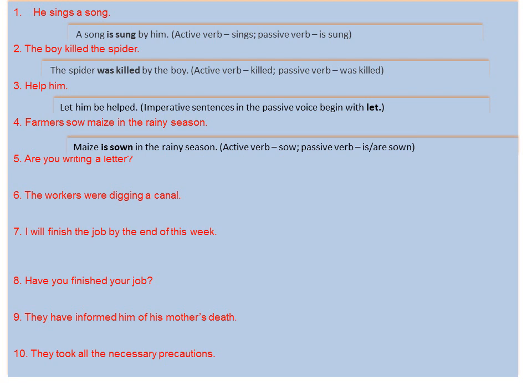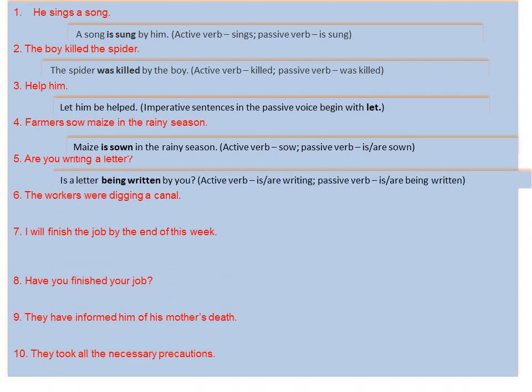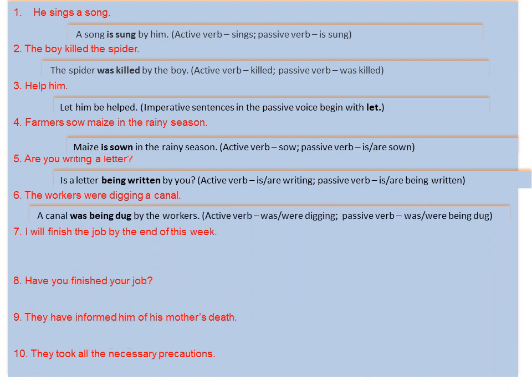Number 5, it's the present progressive interrogative form. The answer is a letter being written by you? Number 6, the workers were digging a canal. It's past progressive, and the answer is a canal was being dug by the workers.